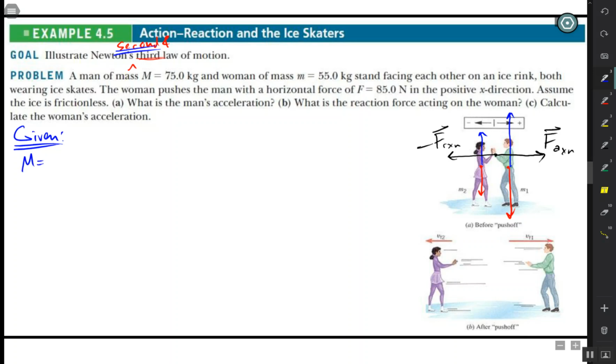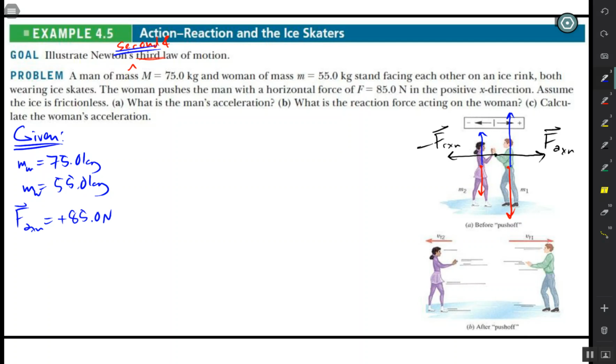Given the mass of the man, the mass of the woman, and the action force actually comes from the woman, in the positive x direction, in newtons, and then it's frictionless. Good, because friction would complicate the problem.